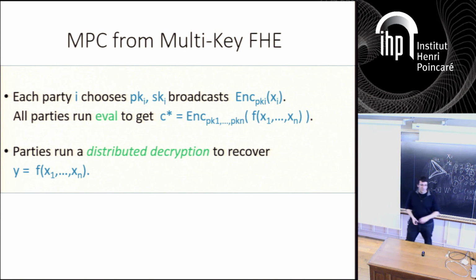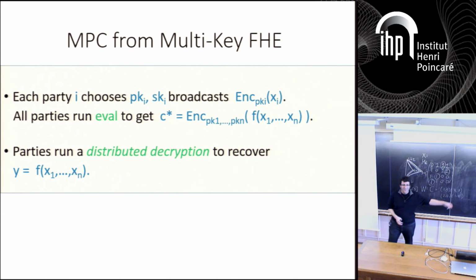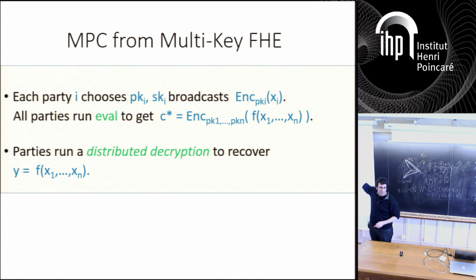Each party just chooses its own public key, secret key pair, encrypts its input under its own public key, and broadcasts the public key and the ciphertext. That's the first round. At the end of this round, you have all the ciphertexts and all the public keys. You can now do the multi-key evaluation operation on these ciphertexts and get an encryption of the output of this function under all the secret keys. So you get this multi-key encryption of the output.